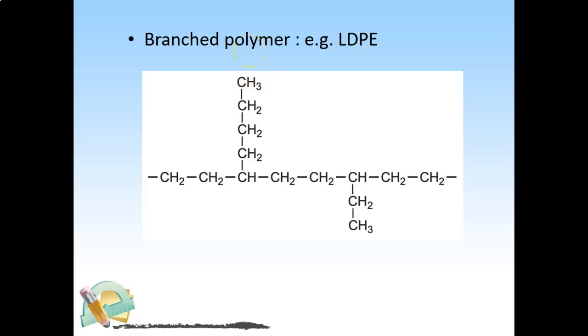The branches actually result from side reactions during the polymerization, and monomers with two or more end groups are likely to support branching. For a polymer to be classified as a branch polymer, the side chain or branch should comprise a minimum of one complete monomer unit. One of the most common examples is low density polyethylene. The applications of LDPE, as we all know, are plastic bags, containers, textiles, electrical insulation, and packaging material.